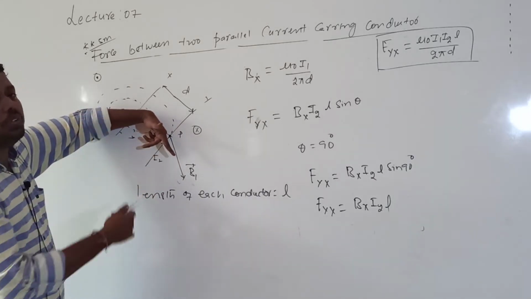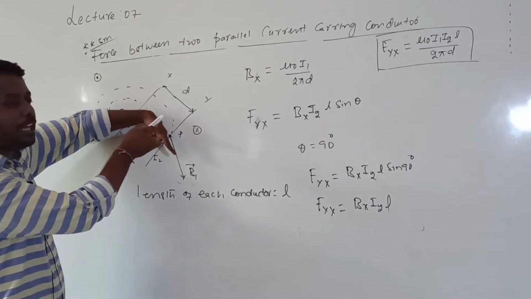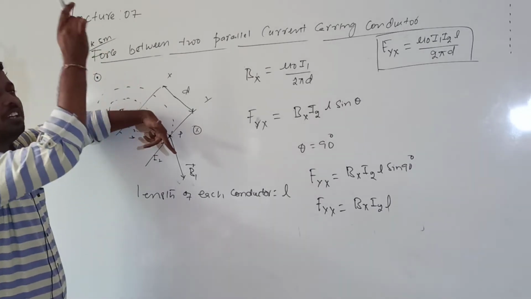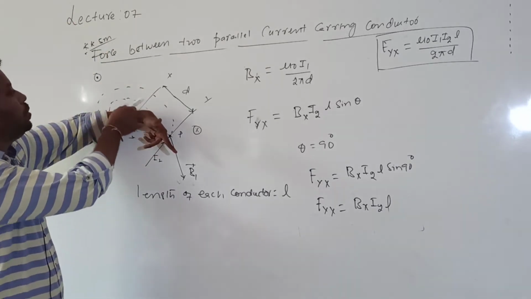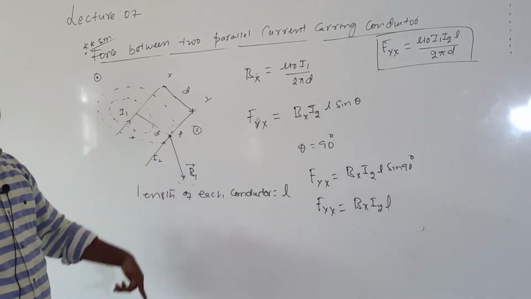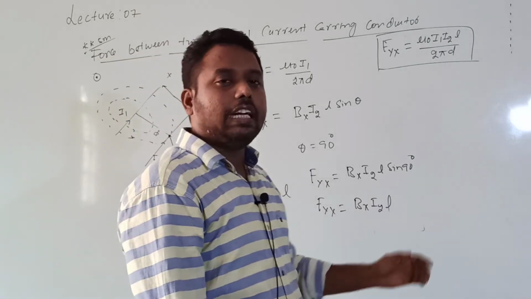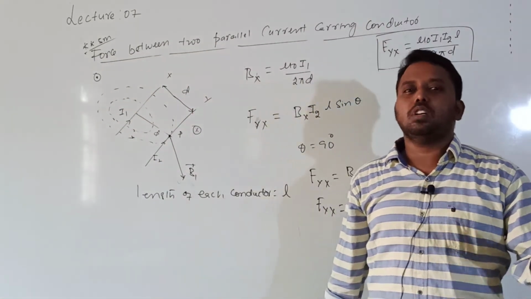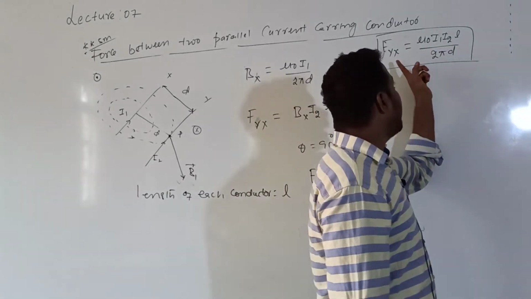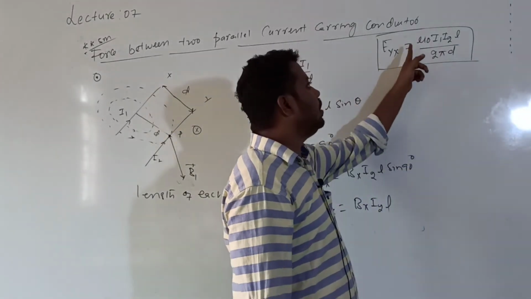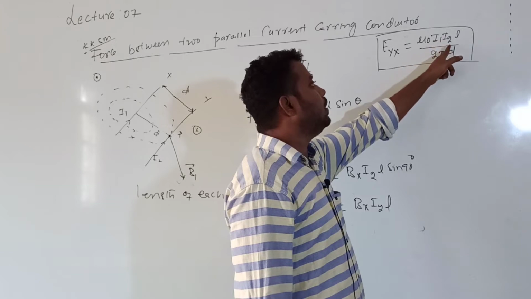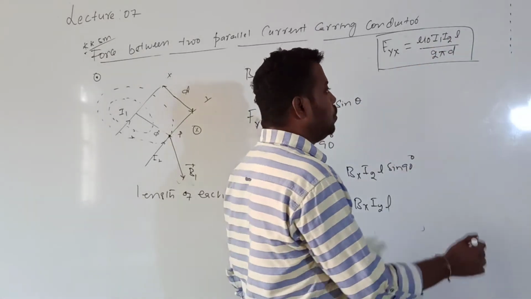Then the thumb will show towards where? You have to check the tip. It is not showing upward. So the thumb will show towards where? X. So what does it mean? That the conductor Y will be attracted towards X with a force given by F of YX, which is equal to mu naught into I1 into I2 into L divided by 2 pi d.